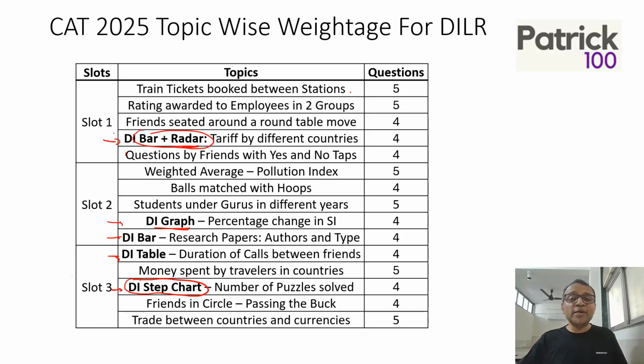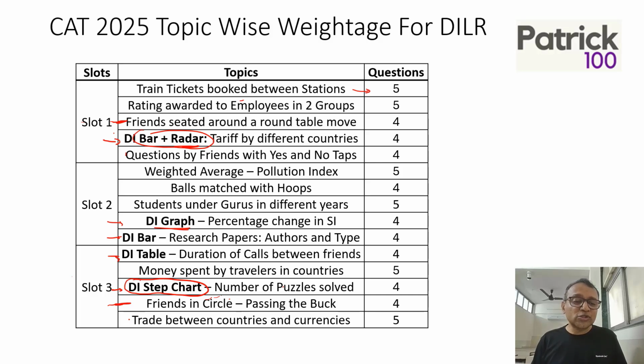Otherwise, it is predominantly filled with logic sets, and logic mainly focusing on a little bit of numbers. Tickets booked was numbers, how many tickets were booked in different slots. A lot of it was interpretation of numbers and classifying them into groups or moving into groups. There were a few on arrangement, like friends seated around a circle, which came twice, in slot 1 as well as slot 3. It is different: in slot 1 people are moving, in slot 3 you have to pass the buck. But more or less different.